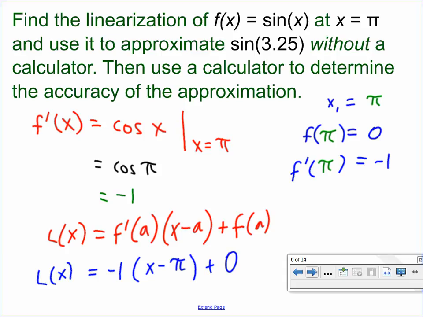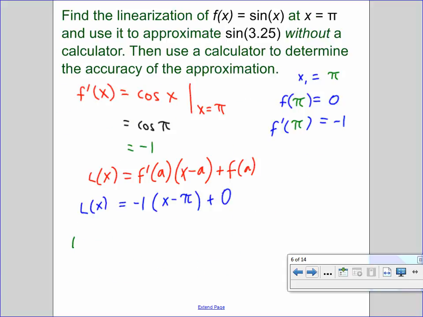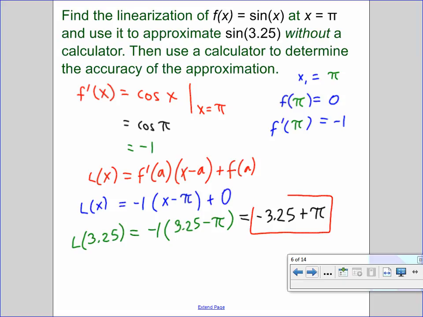Can we approximate the sine of 3.25 without a calculator? Yeah, we can do that without a calculator by evaluating my linearization function, L of x, when x equals 3.25. So we'll simply plug that in. Let's see how close we get. So I get -1 times 3.25 minus pi, and that equals -3.25 plus pi. We've done this exactly in algebraic form. Why? Because we're going to compare it with the calculator's approximation for sine of 3.25 and see how well we did. All right? Guys ready? Let's do it.